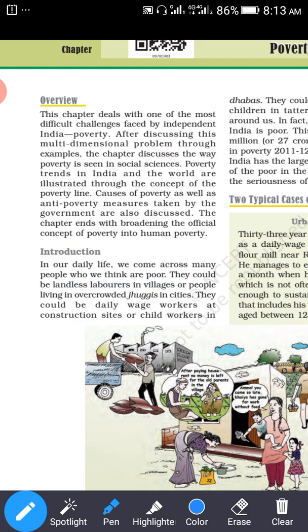Less number of people think about it. Why? Because every person thinks about their own economic development. And what is the main reason the people are poor? Because they are landless. If a person has their own land, then they can use the land for their economic development. They are the landless laborers.